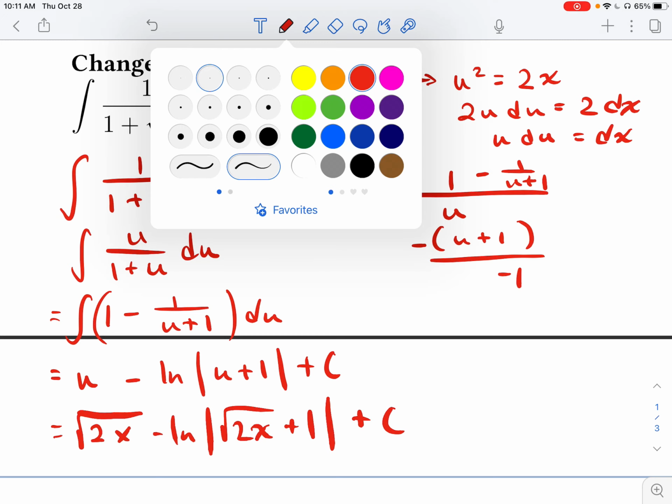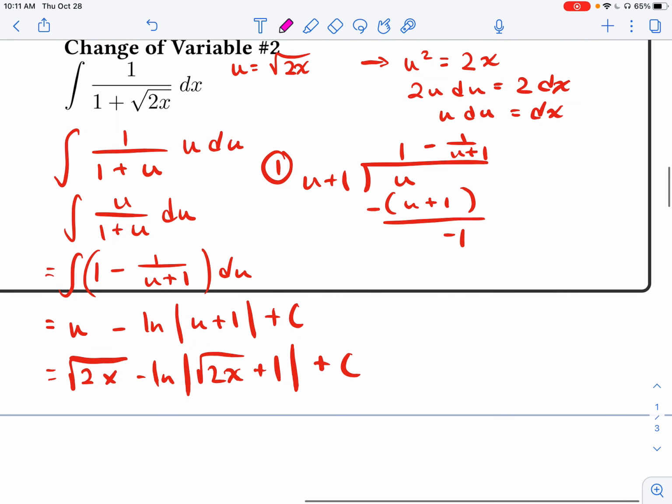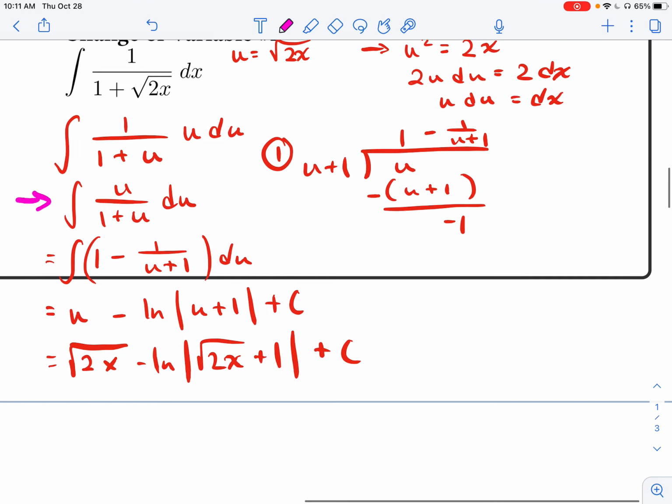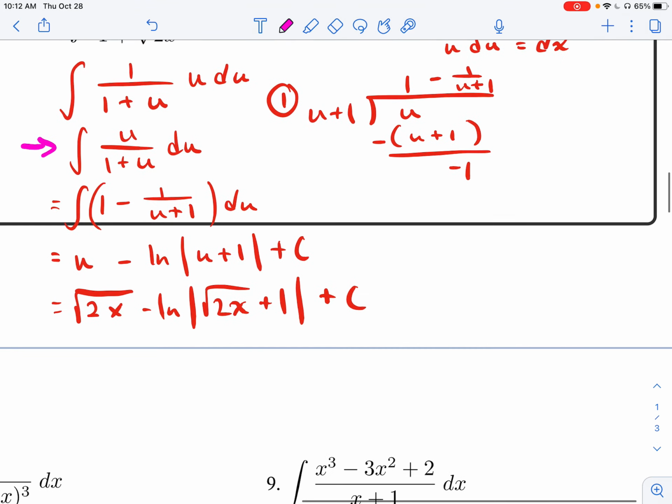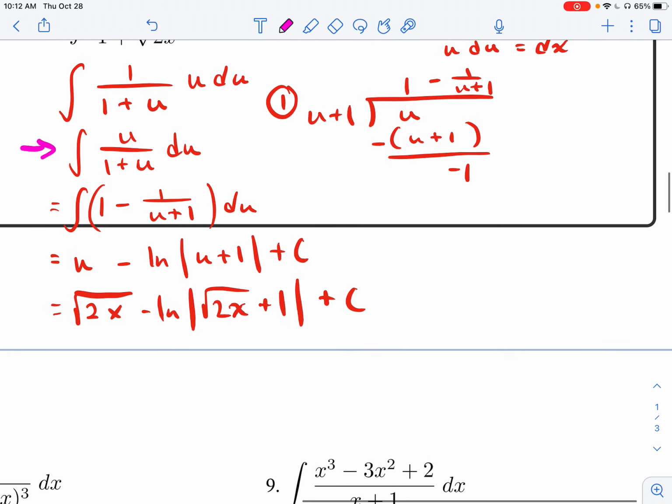Let me do another approach here from this step. So after this step, if we don't want to actually divide the numerator by the denominator, another approach is to do the following. Well, let me actually rewrite that here so we can see it. u over 1 plus u. And another approach is to go ahead and add 1 and subtract 1. This is something that we'll commonly do with later integrals.